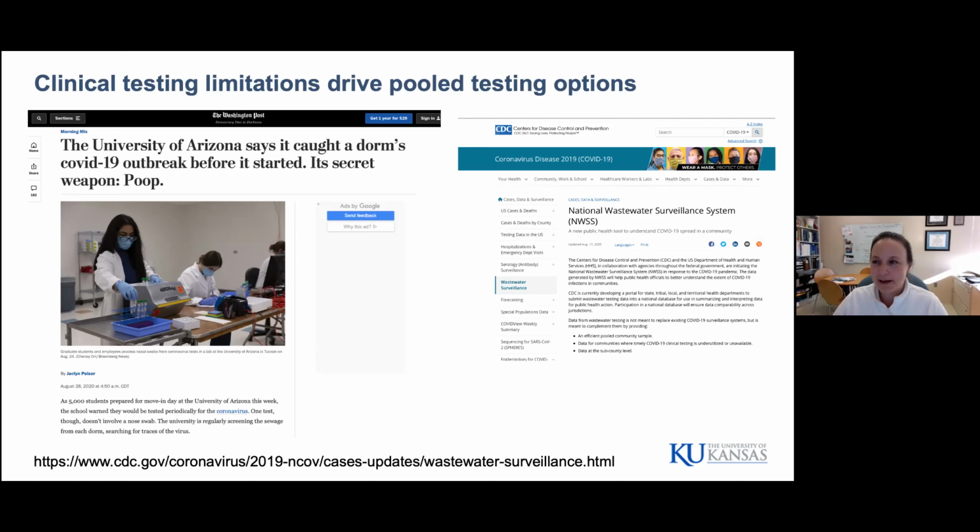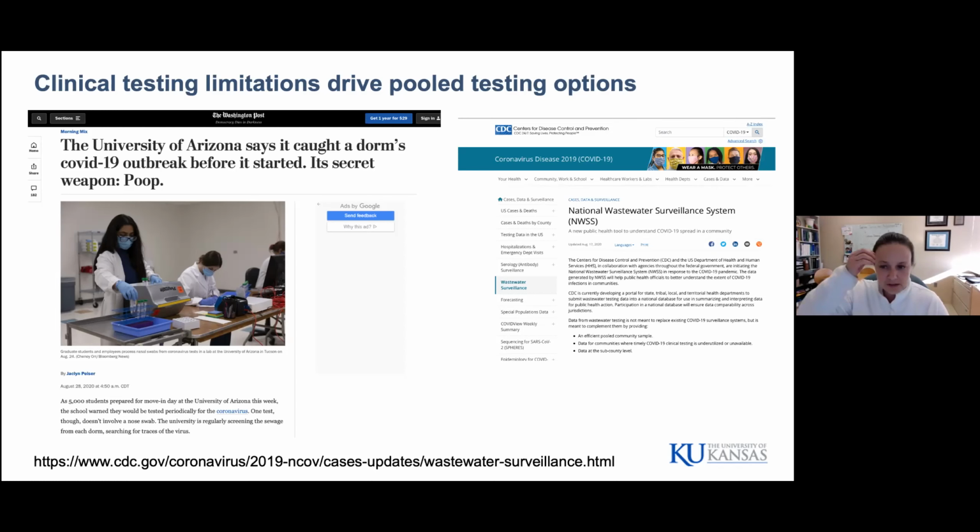That said, when people ask me, is wastewater safe? The answer is no, raw wastewater is not safe. Raw sewage is not safe to be around, to sort of have go into your mouth or any of those routes of transmission. But we don't understand that this respiratory virus can be transmitted through wastewater, but we do think we can find evidence that it's infected people.